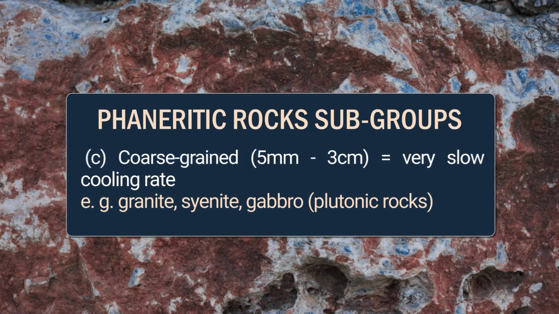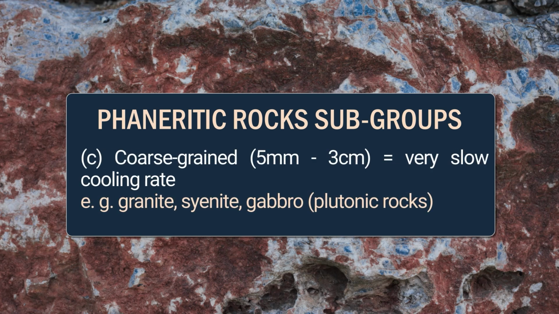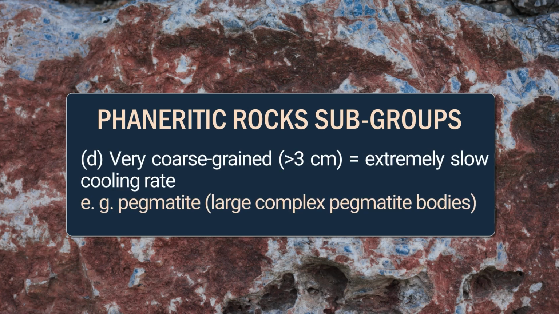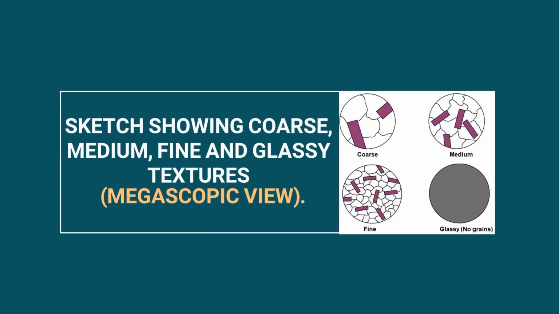Coarse grained rocks, very slow cooling rate, for example granite, syenite, gabbro in case of plutonic rocks. Then next is very coarse grained rocks, extremely slow rate of cooling, for example pegmatite, large complex pegmatitic bodies. Here I have shown you all the 4 varieties: coarse grain, medium grain, fine and glassy texture in a megascopic view. In case of glassy, there is no grain which can be seen, even in thin section.